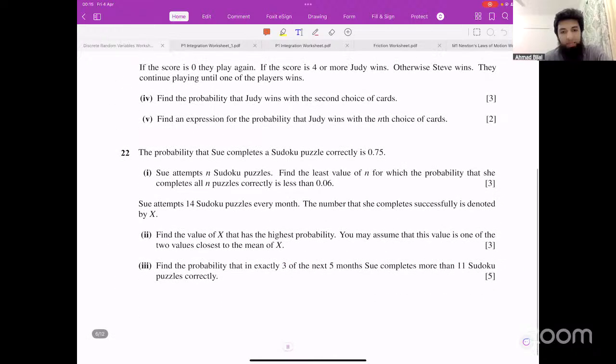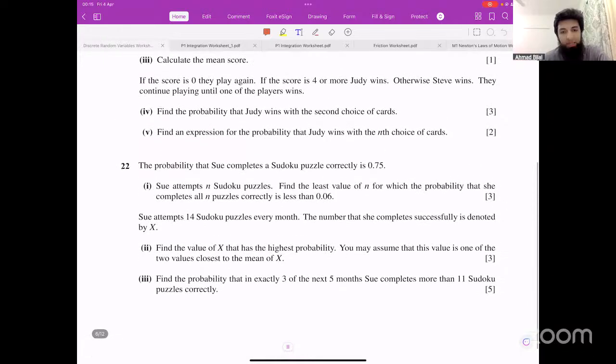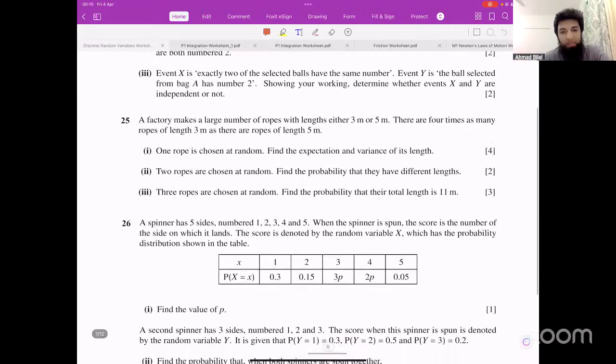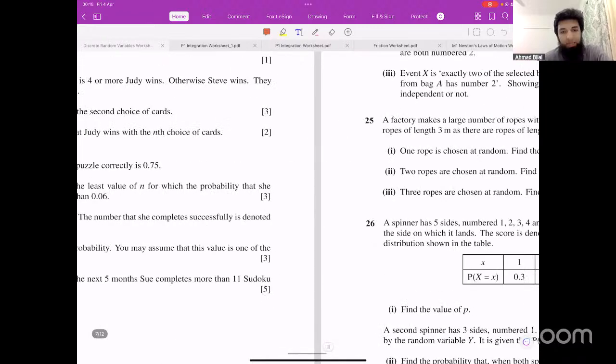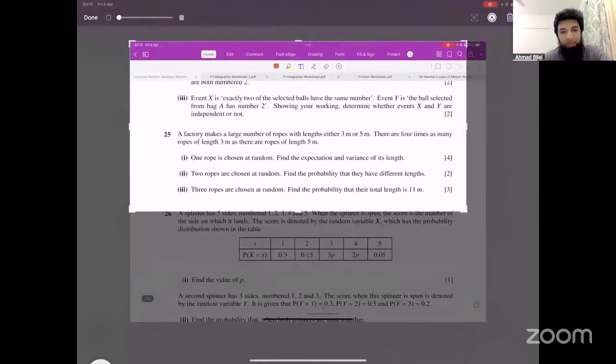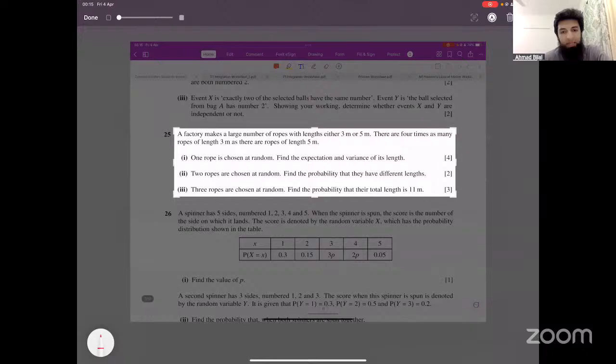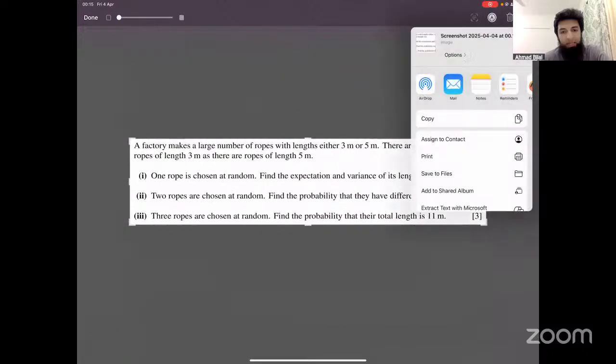All right. Okay. What was the next one? 25? Okay, let's have a look at this now. Question number 25 from the worksheet. Let's try this.